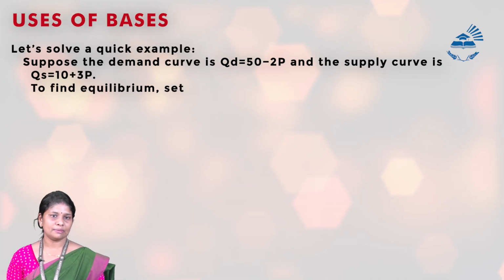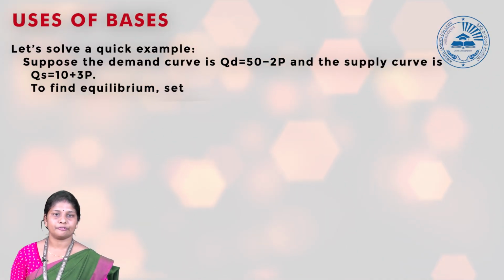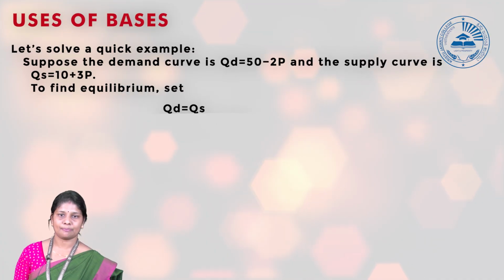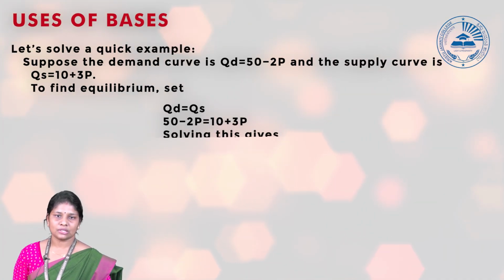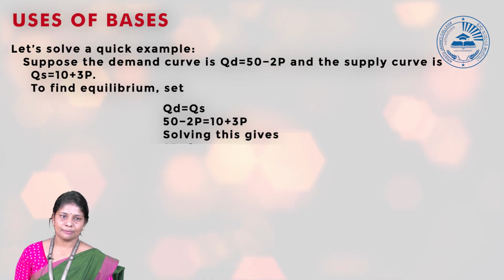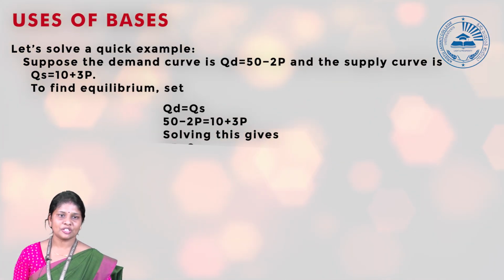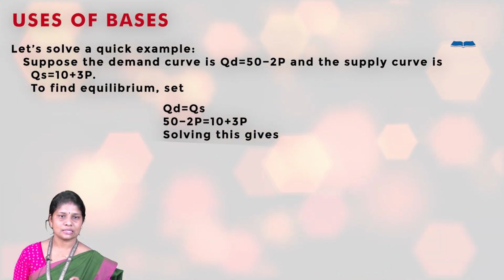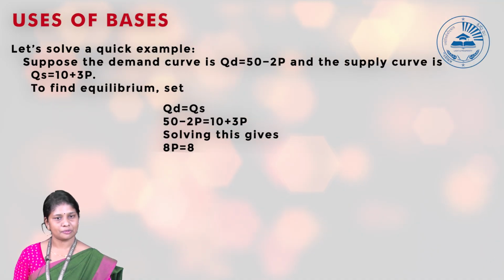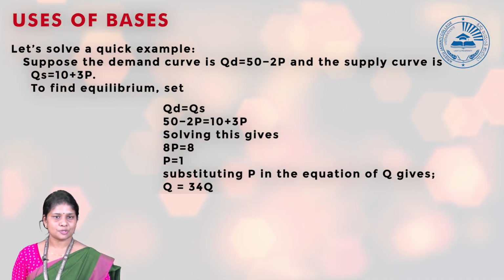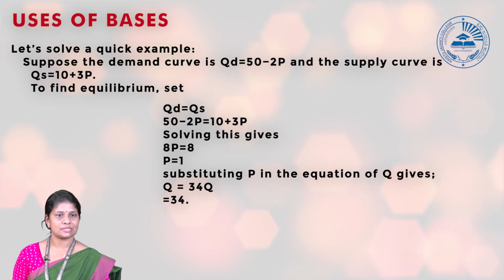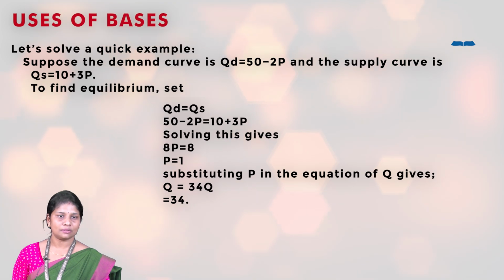Suppose that the demand curve is QD = 50 - 2P and the supply curve is QS = 10 + 3P. If you want to find the equilibrium, we need to set QS equal to QD, which is derived from the theory, a definitional equation. Hence, we can substitute the equations of QD and QS in the definitional equation. Then it will be 50 - 2P = 10 + 3P.